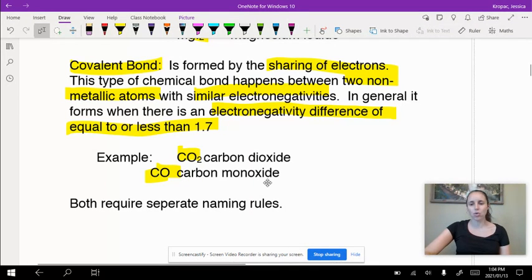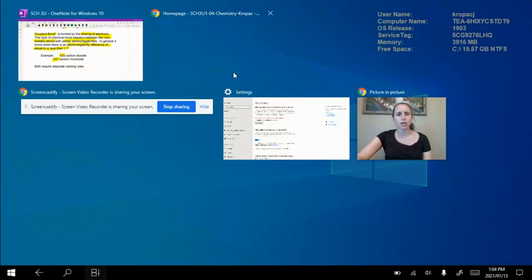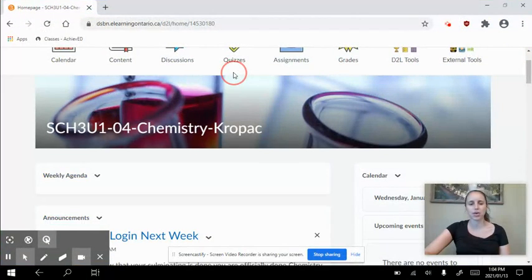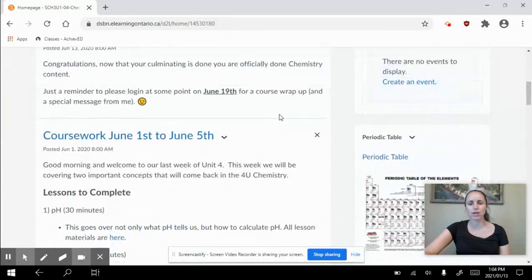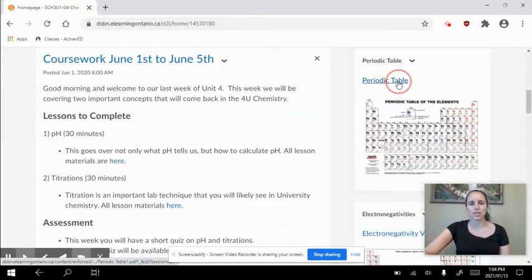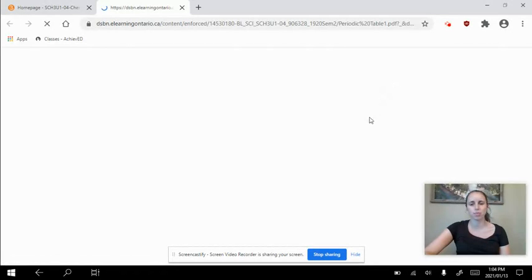The other thing that you're going to need before we look too closely is a periodic table. So if you don't have your periodic table with you, on your course website, so I'm going to go to our course website, you always have a periodic table available. So you've got your course website here. I'm going to scroll down a little bit, and on your right-hand side here, you've always got your periodic table.